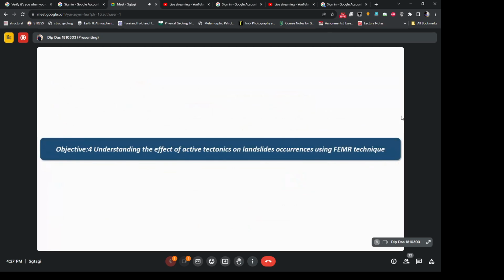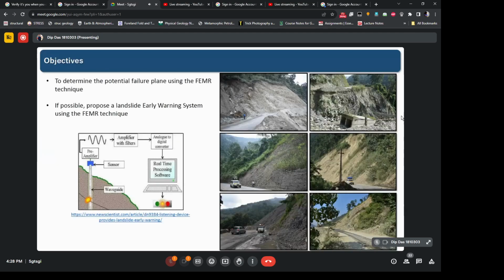Now, the fourth objective was to understand the effect of active tectonics on landslide occurrence using FEMR techniques. In my first objective, I mentioned that most of the landslides that we found are because of the tectonism. That dynamic interplay between uplift and erosion makes the slope vulnerable, and any triggering mechanism like rainfall or earthquake can trigger landslides within the system. So the landslides and tectonism are related, and that's why I tried to understand the effects of tectonics on landslides.